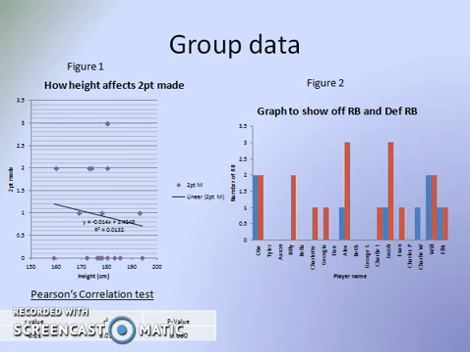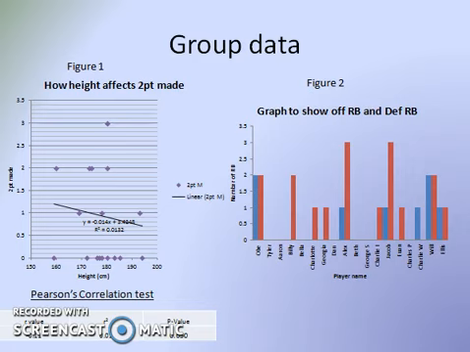Figure 2 shows offensive rebounds and defensive rebounds. As you can see, there were 10 offensive rebounds and only 6 defensive rebounds, and there were 18 players. However, this is expected as not all of these players shown in the graph are experienced basketball players.